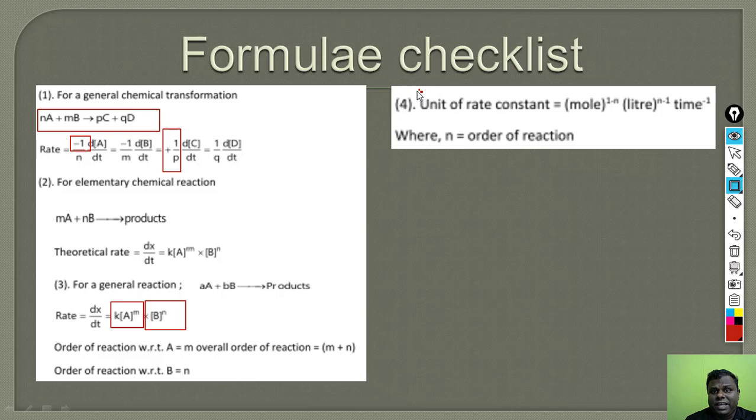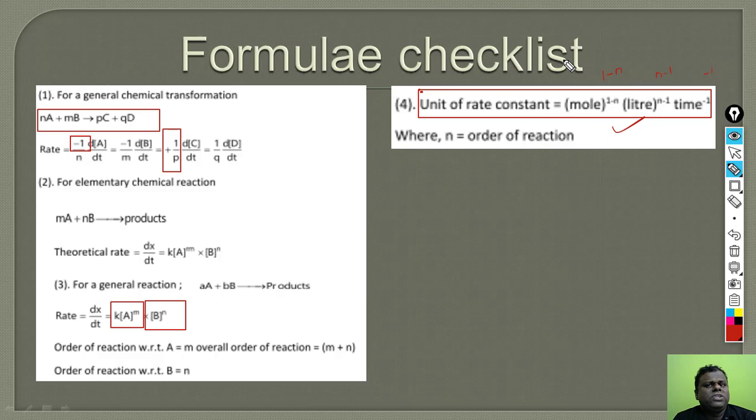Most important, I have seen many students getting messed up in this particular part when they are supposed to write the unit of rate constant. There is a very simple formula: mol raised to 1 minus n, liter raised to n minus 1, and time inverse. If it's not clear, I'll just write it: mol^(1-n) L^(n-1) time^(-1). I would recommend that you learn this by heart. I've seen that many students lose marks when it comes to writing units.